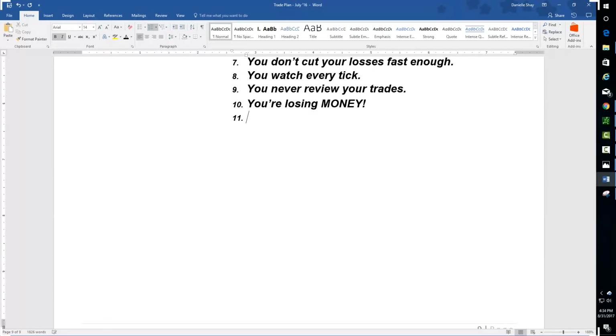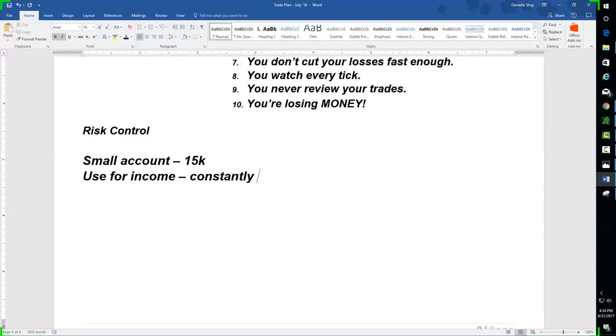All right, now down to risk control. This is so important. I should probably have this at the top. As I was saying, as a trader, I have a small account. I trade with about $15,000. I use it for income, so that means I'm constantly transferring money out.